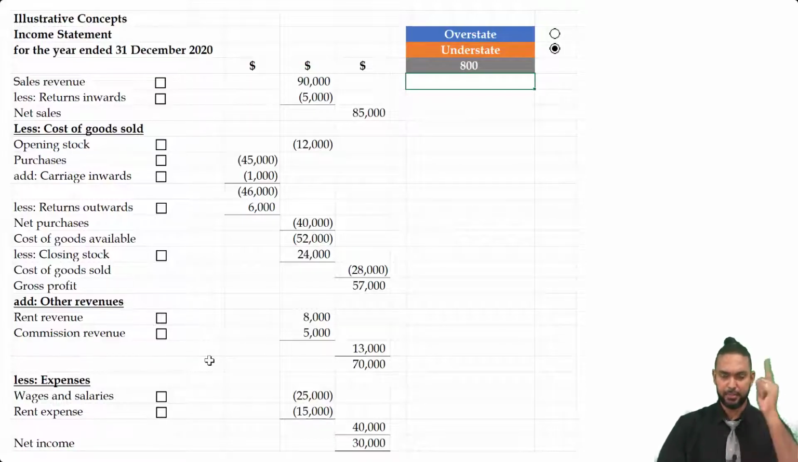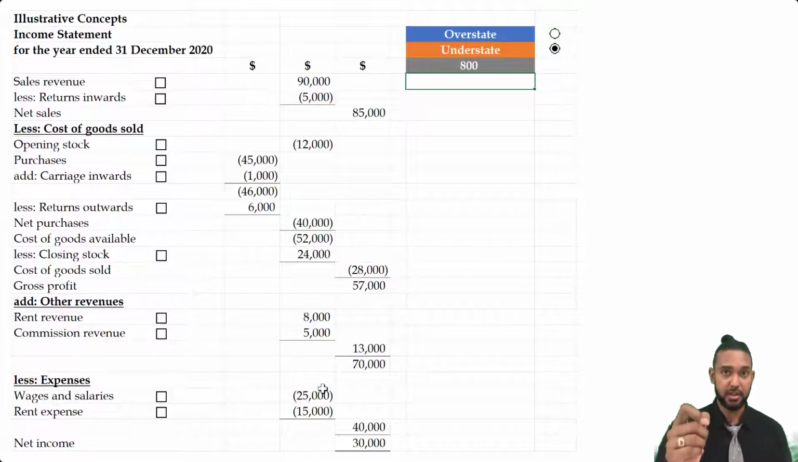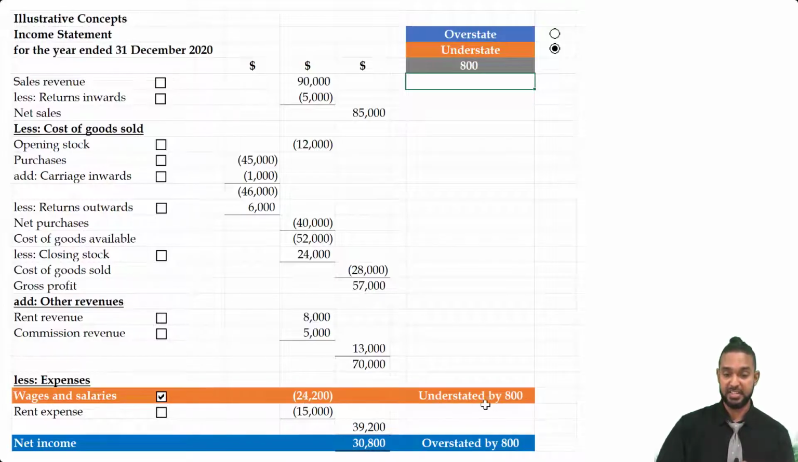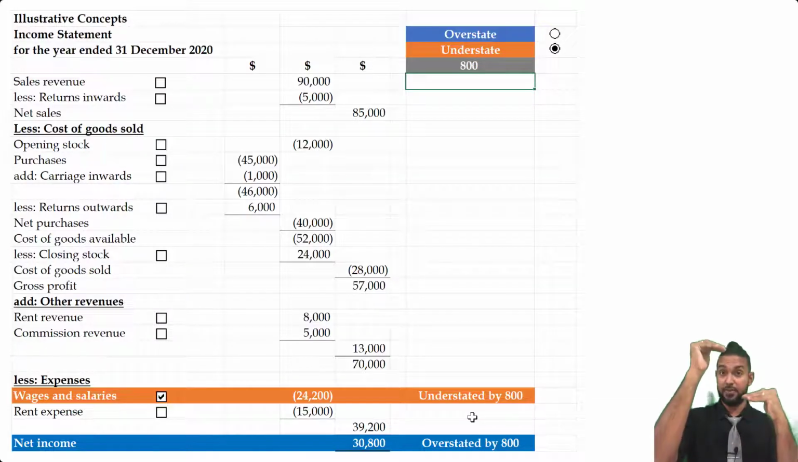So let's think about it first, right? So wages and salaries is going to go down by 800, which means you're going to have a lower than necessary expense. So you're not subtracting enough. So if you're not subtracting enough from revenue, what's going to happen is your profit figure is going to be too high. So this is going to go down to 24,200. This is going to go up to 30,008. Look at it, right? 24,200 understated by 800, 30,008 overstated by 800. So again, expenses went too low, so profit went too high. They move in opposite directions.